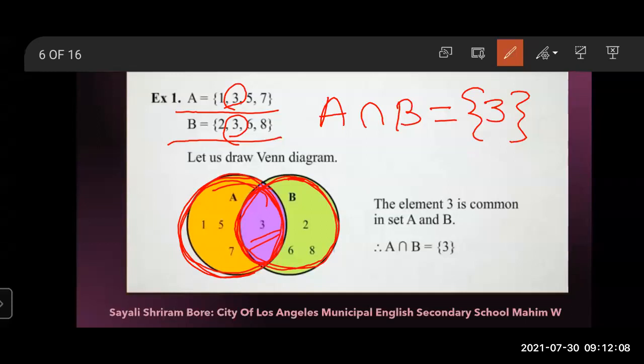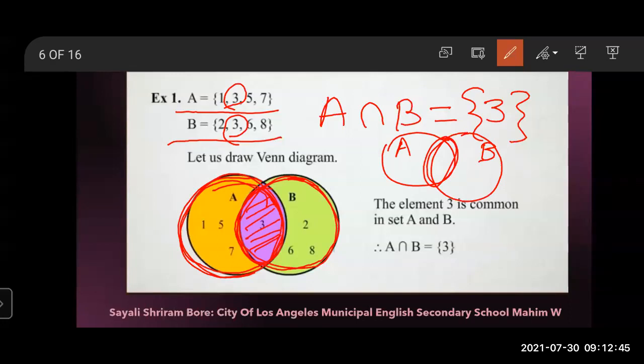Normally, you have to show it like this. Write the elements in set A and in set B, and whatever the common element is, you show at the center of the two sets. Why? Because this particular center is common in A as well as in B. So this is how you can represent the intersection of the two sets using the Venn diagram. The element P is common in set A and set B.